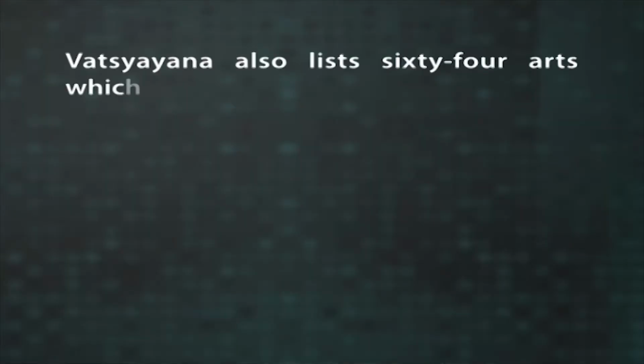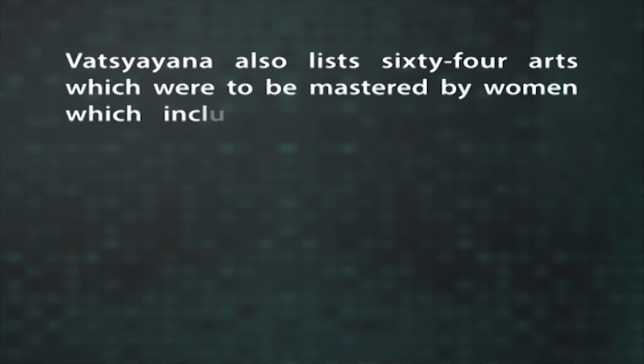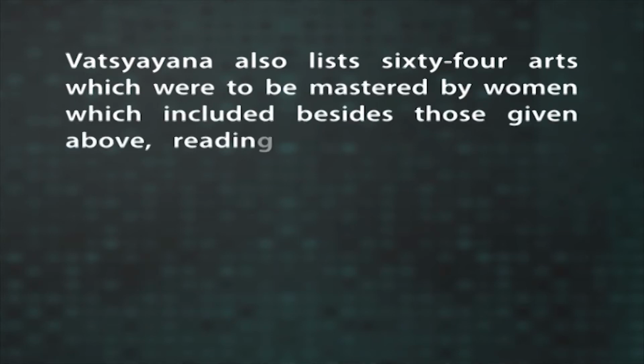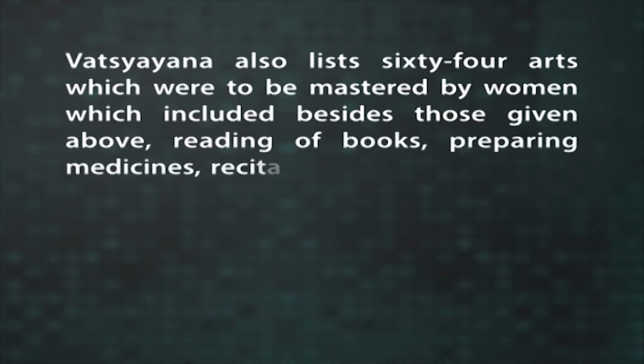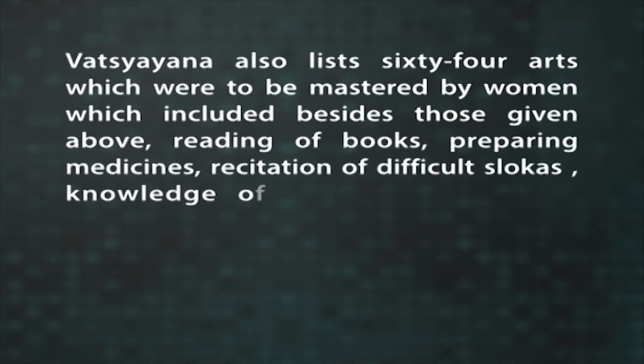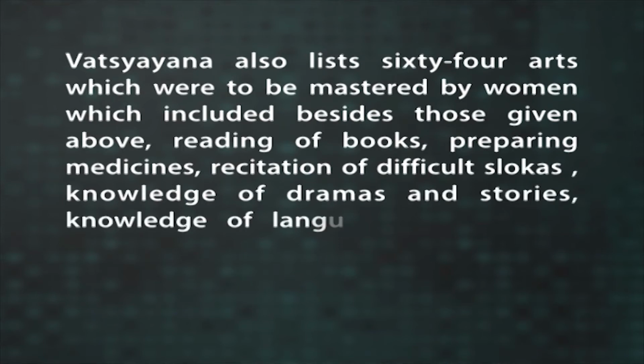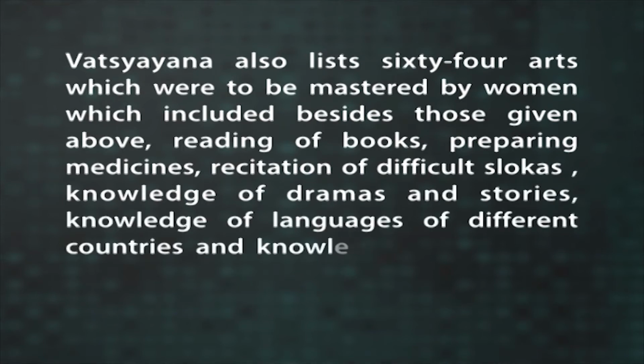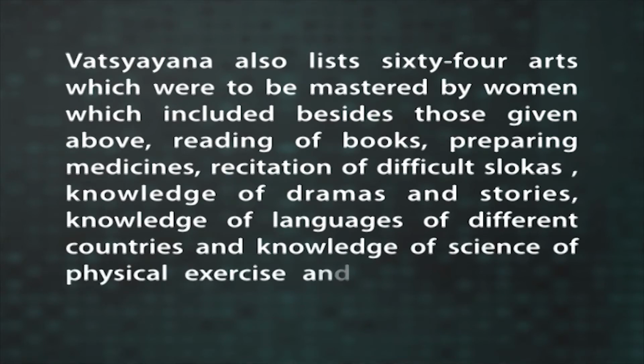A good housewife should have the knowledge of wages of servants, the care and welfare of cattle, looking after domestic pets, and purchase of household items were the duties of a housewife. Vatsyayana also lists 64 arts which were to be mastered by women, which included, besides those given above, reading of books, preparing medicines, recitation of difficult slokas, knowledge of dramas and stories, knowledge of languages of different countries, and knowledge of the science of physical exercise and development of body.